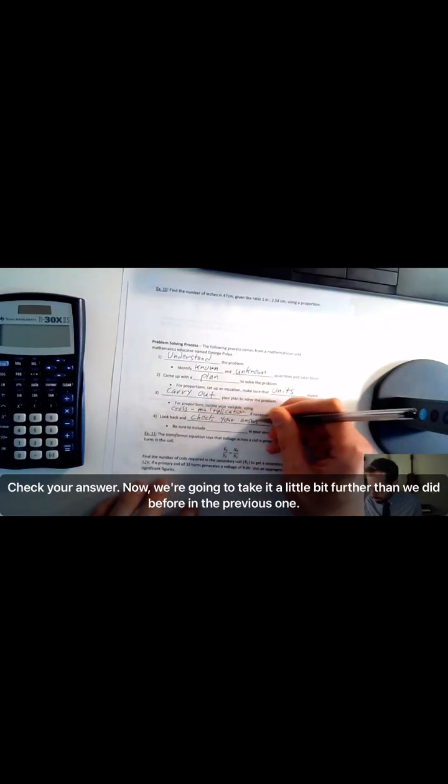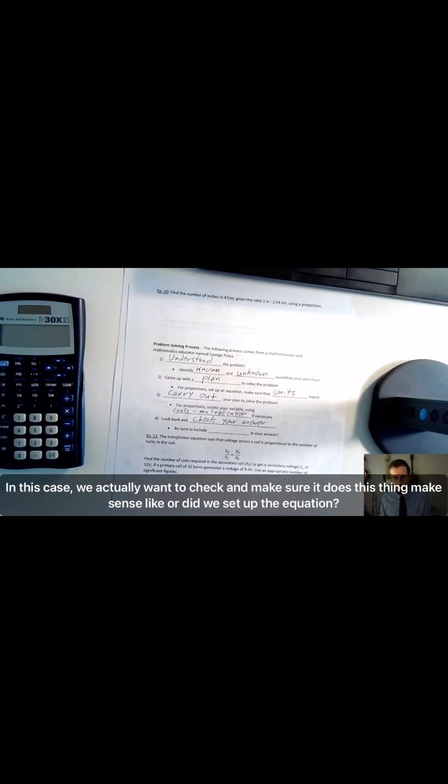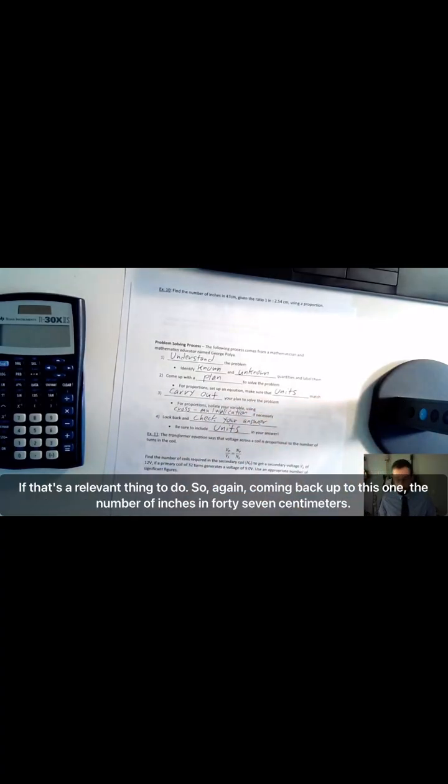Now we're going to take it a little bit further than we did before. In the previous one, we just plugged the number into the equation and made sure it worked. In this case, we actually want to check and make sure, does this thing make sense? Or did we set up the equation wrong? If we set up the equation wrong, the answer is going to be garbage. When we're expressing our answer, we want to make sure we include units if that's a relevant thing to do.